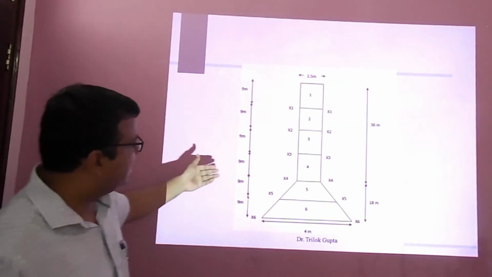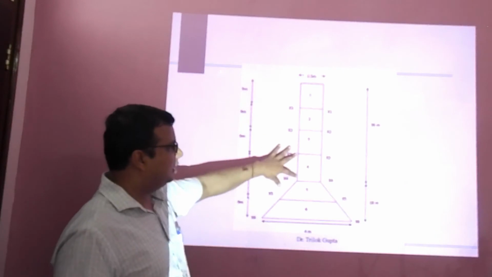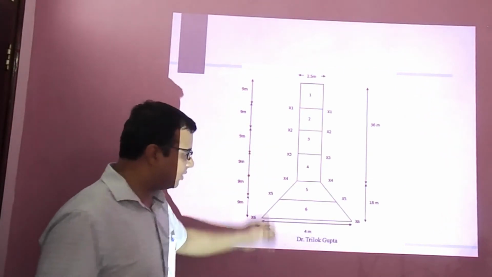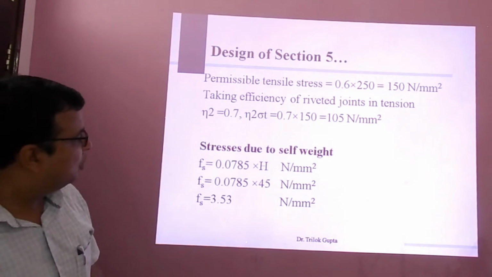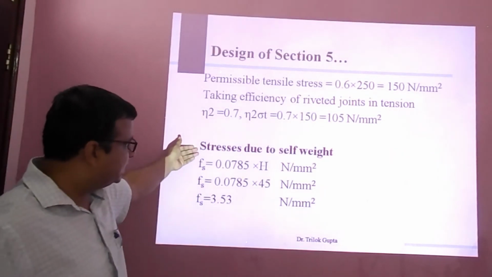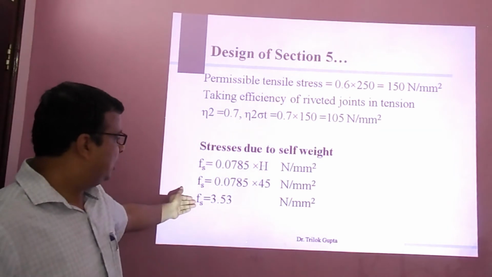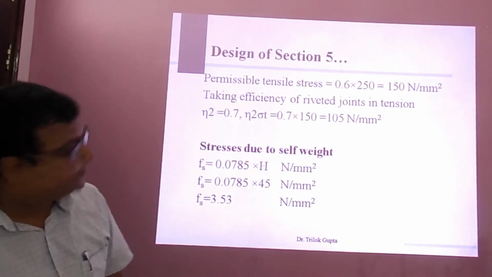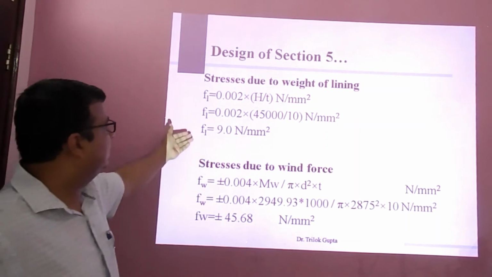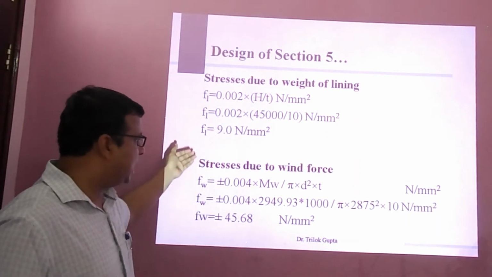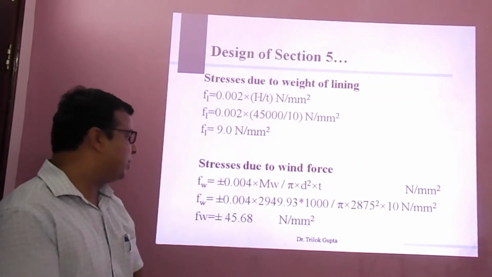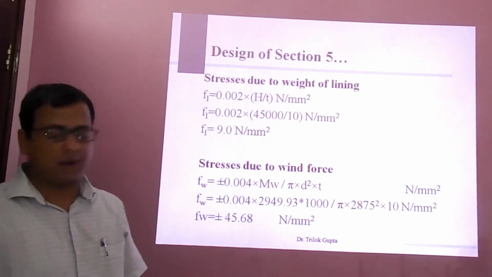So this figure shows the different dimensions of this chimney. The stress due to self weight will be 3.53, the stress due to weight of lining will be 9, and the stress due to the wind force will be plus minus 45.68 Newton per mm square.